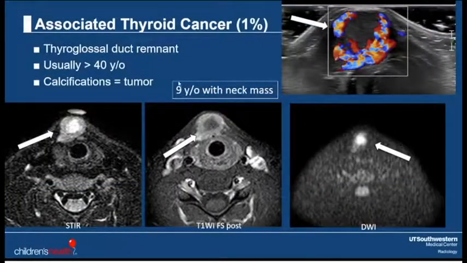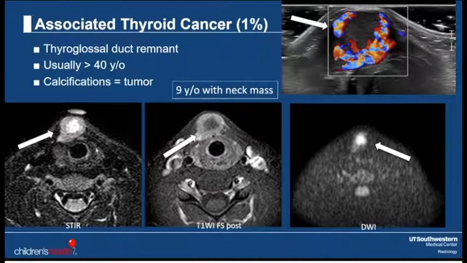Now, we can see an association with thyroid cancer in approximately 1%. It arises within the thyroglossal duct remnant, likely within residual thyroid tissue, but these tend to occur in much older individuals, usually greater than 40 years of age. If we see calcifications on a CT or ultrasound, that's highly indicative of tumor.